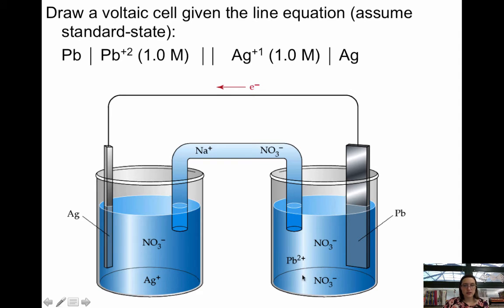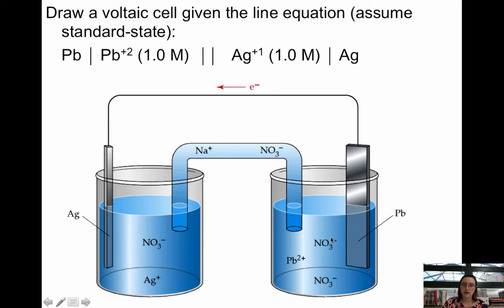We have 2 beakers, we have silver, we have lead. Make sure you just label them. If you put lead on the left, that's fine, as long as you label. But I'm showing the electrons flowing from the anode to the cathode. Notice I labeled both electrodes. And then you also want to label what's in solution.